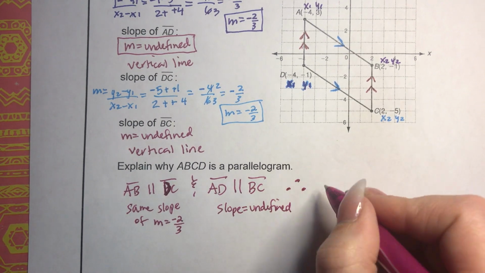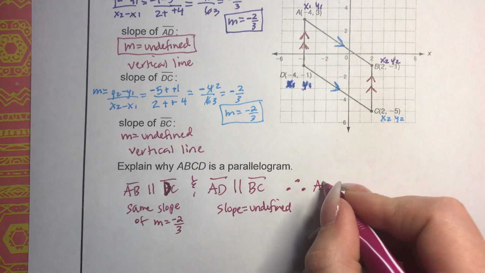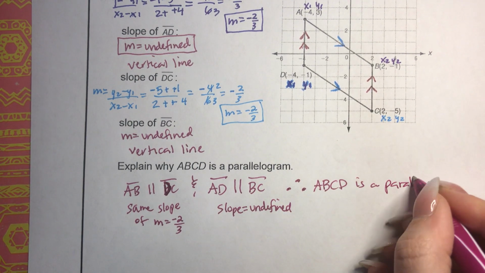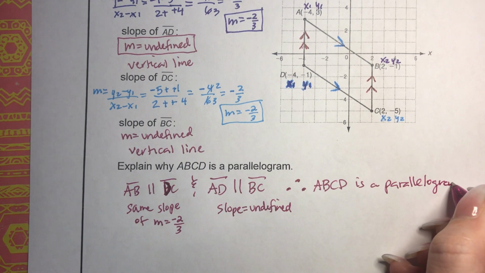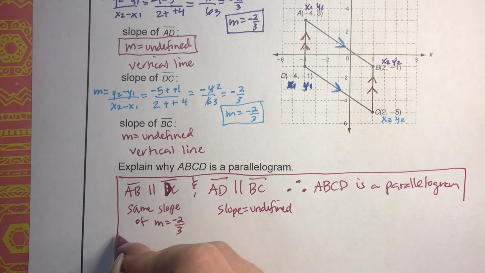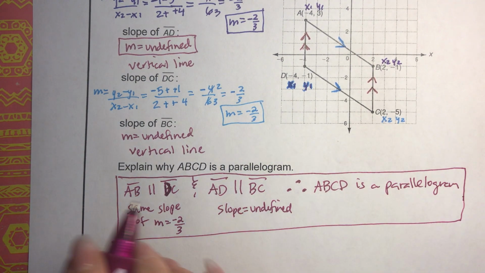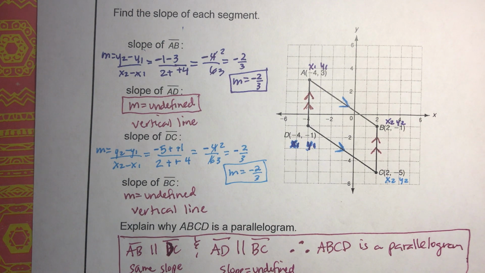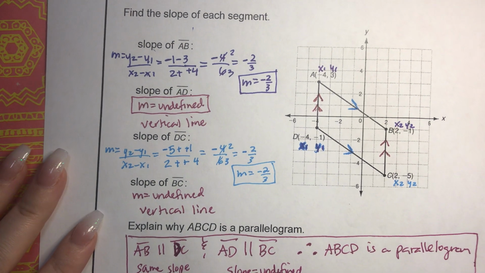Therefore, ABCD is a parallelogram because its opposite sides are parallel. All right, there we go. If you got that one right, you did amazing, and I will see you for the next example.